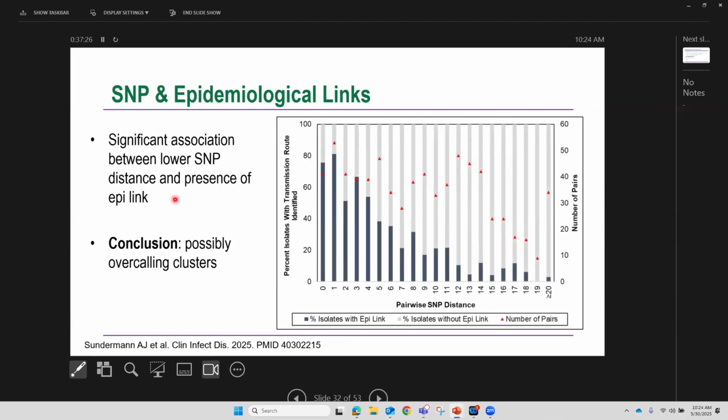So I mentioned SNP cutoff. We initially started with 15, although we soon learned that for C. diff, 15 is way too many. We'll talk about that in a moment.